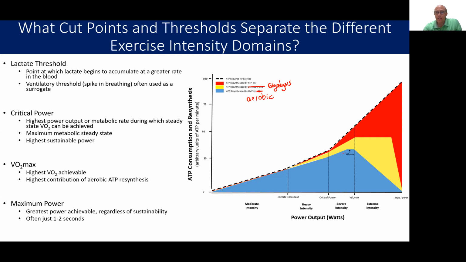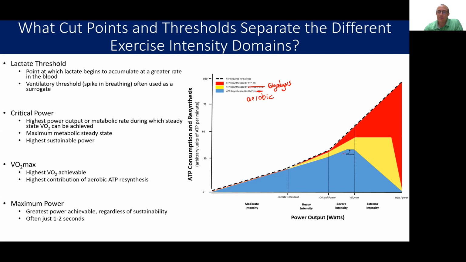We get to certain intensities where the ATP resynthesis rate of the mitochondria and that aerobic metabolism is not fast enough to get enough ATP by itself. So right in here, we start to recruit anaerobic glycolysis, or the rapid breakdown of carbohydrates, and we'll start to form lactate.